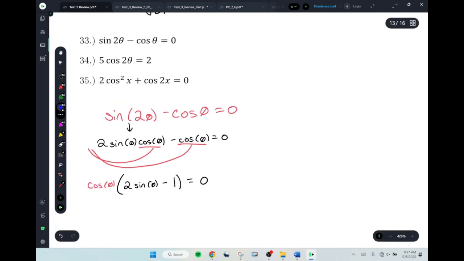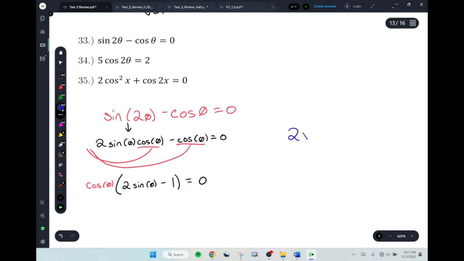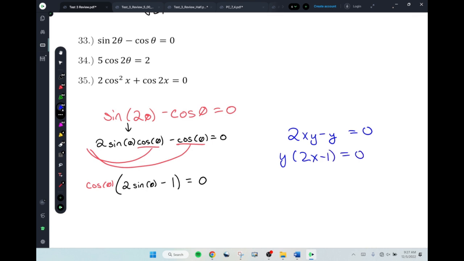Okay, watch this. I'm going to do a very parallel thing. 2x y minus y equals 0, just for fun. And you factor out that y, right? And you get y times (2x minus 1) equals 0. Now what would you do? Set what? Don't say it, it's a bad word. Set both things equal to 0.